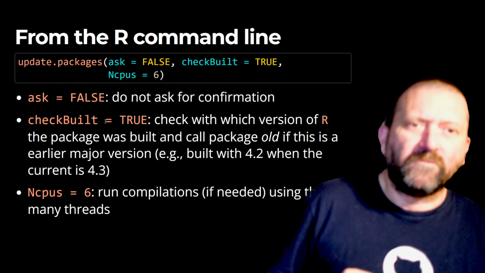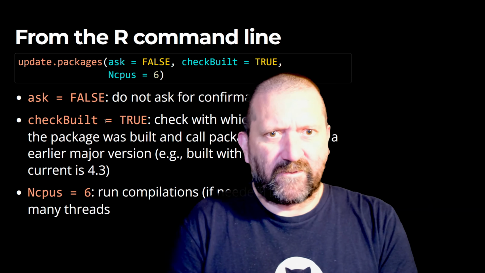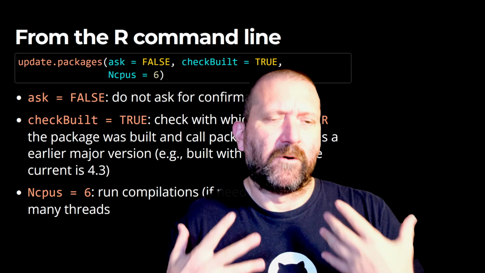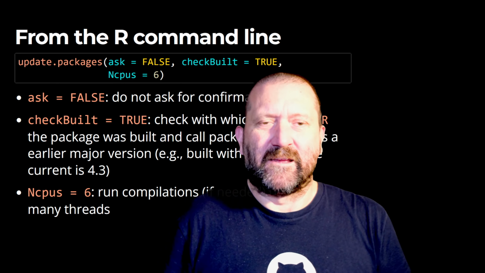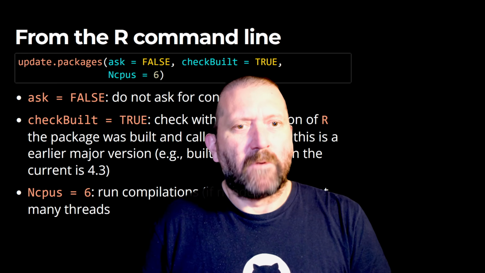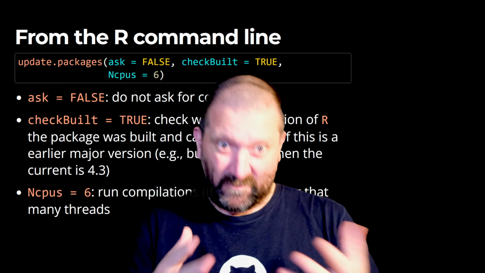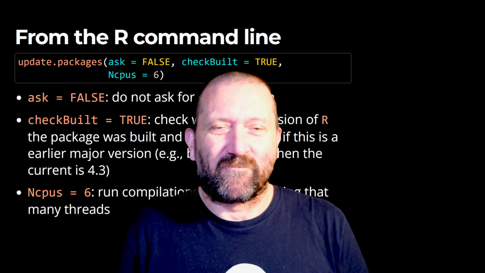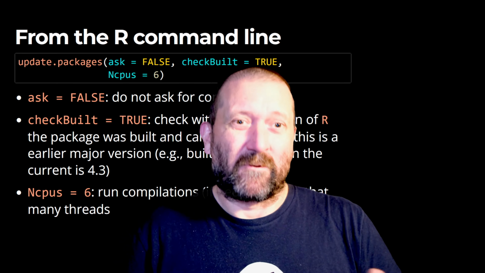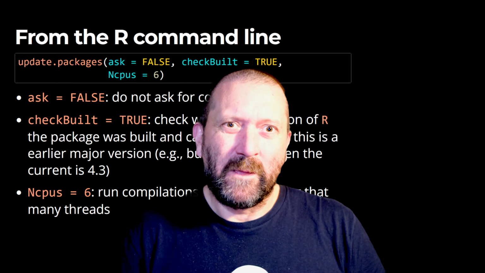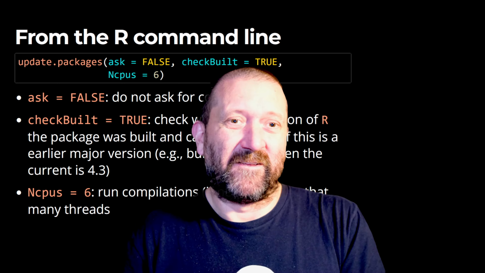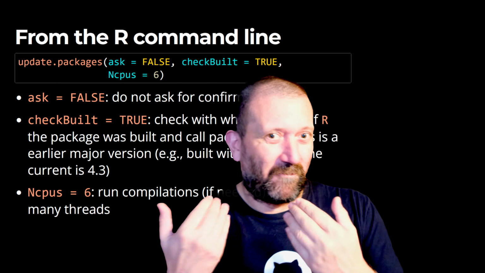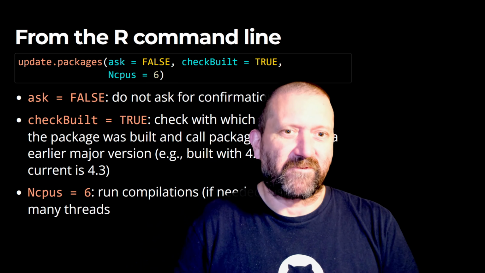Check build equals true is an important option in some sense. It just checks that the version of R with which the package was built corresponds to the one you have on your machine. This is particularly important, as I was saying, for us in the Linux and Unix world. Packages are compiled when they are installed, and so if I have a package that's compiled with an earlier version of R, there might be differences, and so I might want to run check build equals true.